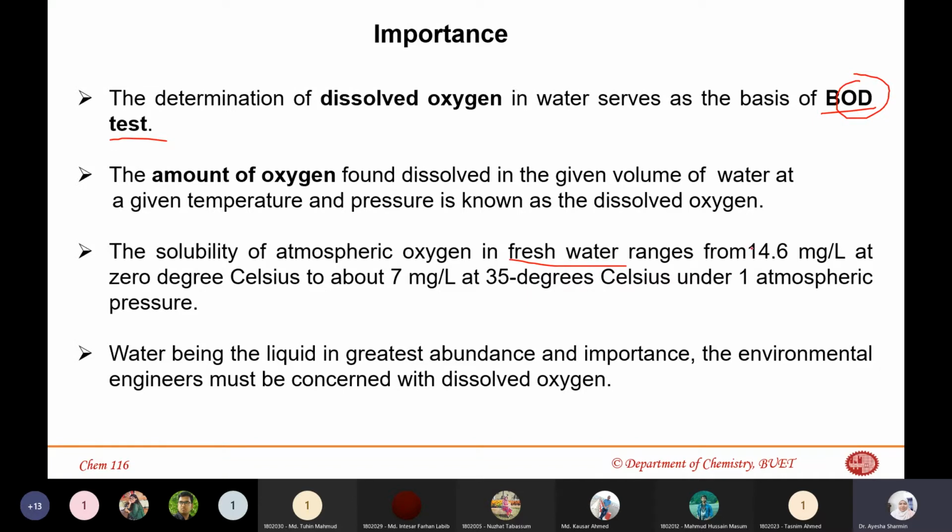The fresh water ranges from 14.6 milligram per liter at 0 degrees Celsius to about 7 milligram per liter at 35 degrees Celsius. So for our country, if you find an aquatic environment where you are having 7 ppm of dissolved oxygen, that's very good, very habitable water, because our pressure is almost 1 atmospheric pressure in Bangladesh. Now, water being the liquid in greatest abundance and importance, the environmental engineers must be concerned with the dissolved oxygen. Okay.